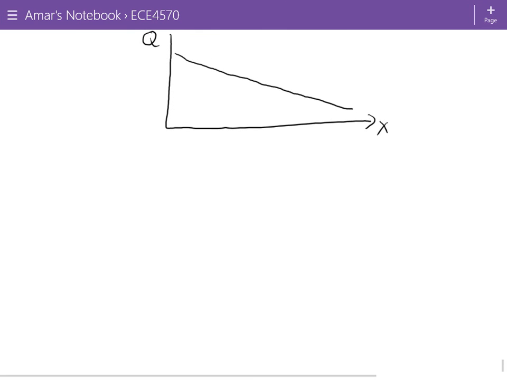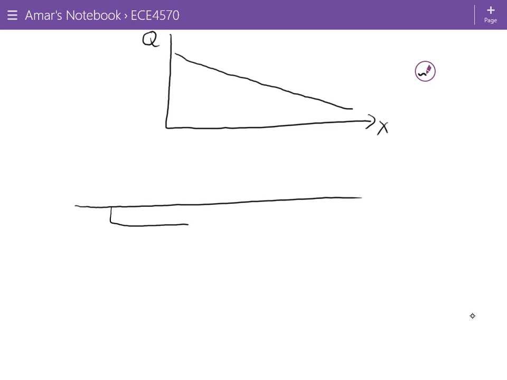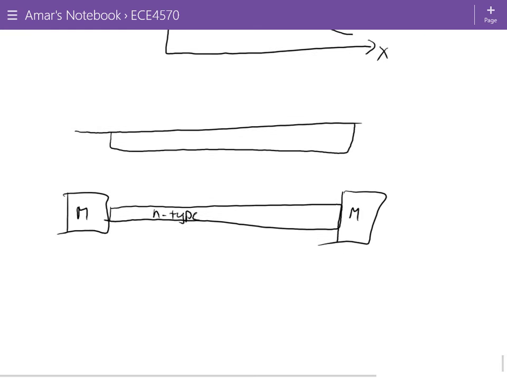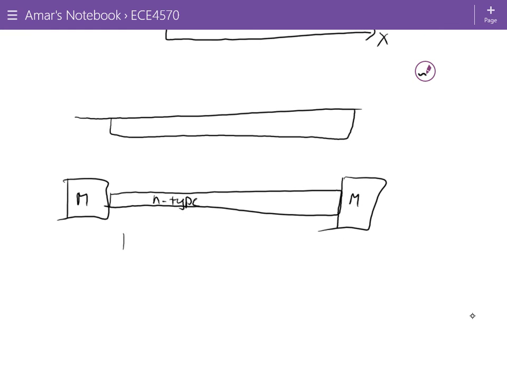Let's go back to a very simple example here. Suppose we just have an N-type semiconductor. This is the type of thing that you did in the lab. So let's say you have just an N-type semiconductor in the top view, and you have two pads connected to it. So this is metal, and this is an N-type semiconductor. This is the top view.